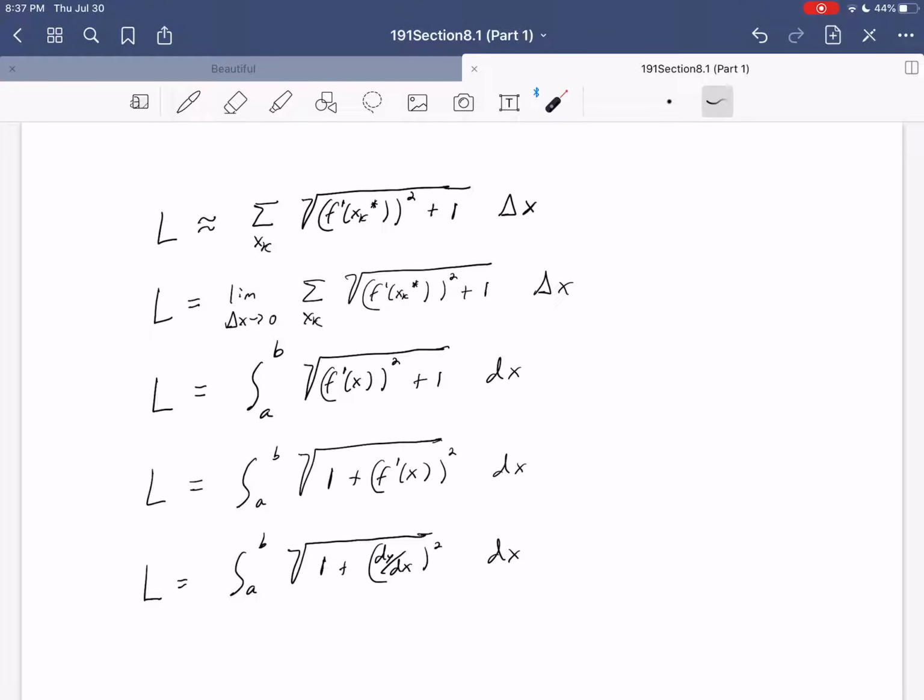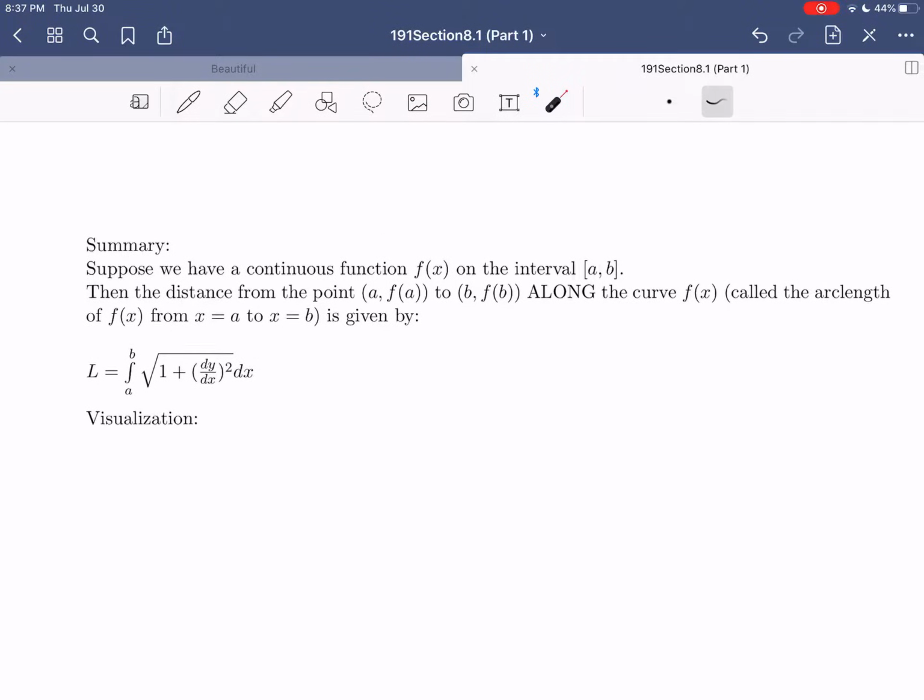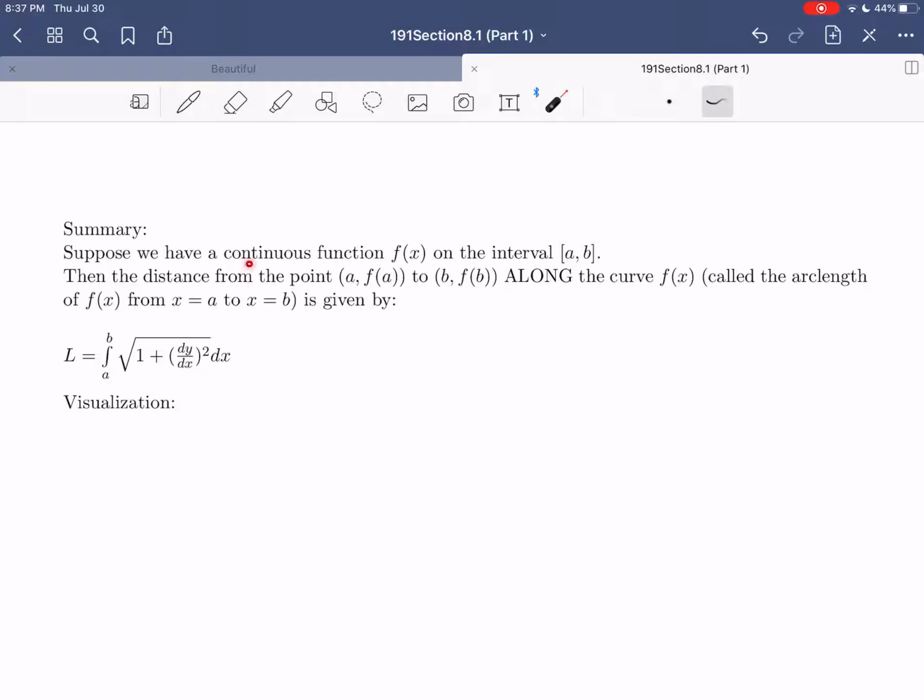Okay, so let's go ahead and quickly summarize these results then. So for the summary here, suppose we have a continuous function f of x on the interval a to b. Then the distance from the point a, f of a, to b, f of b, along the curve f of x, which is called the arc length of that curve from x equals a to x equals b, is given by the expression we just determined, the integral from a to b, square root 1 plus dy dx squared dx.